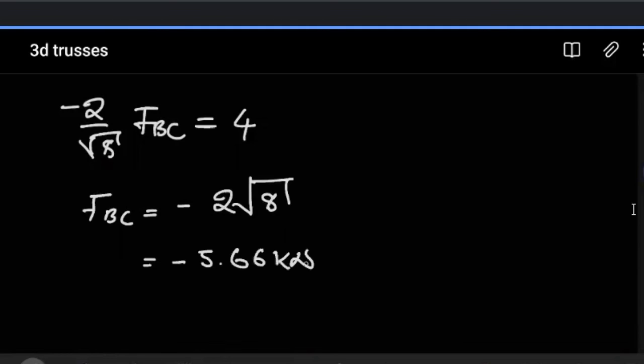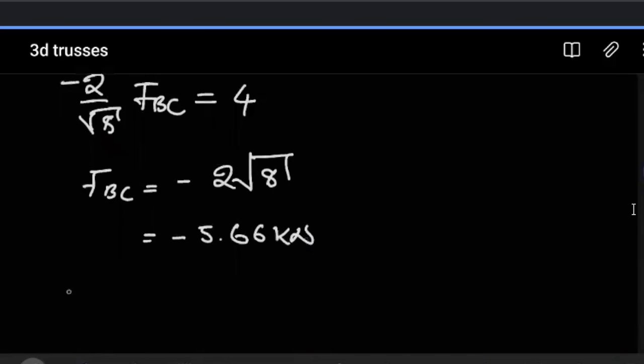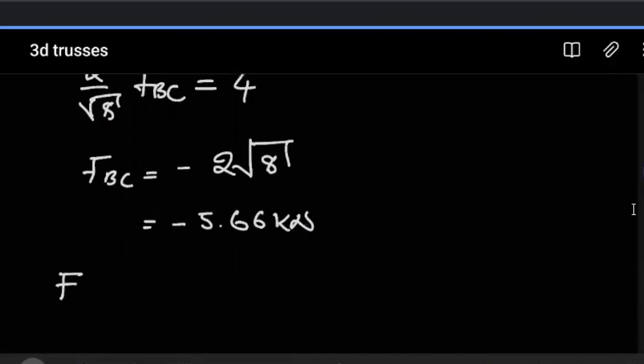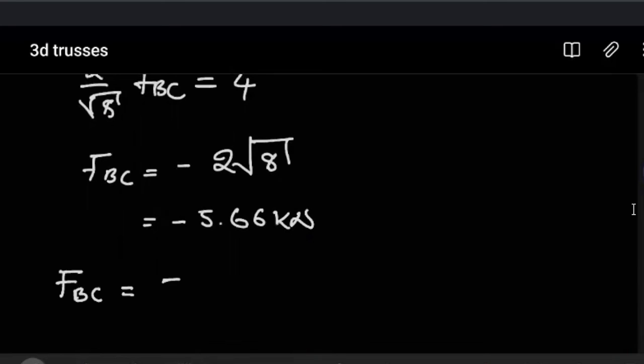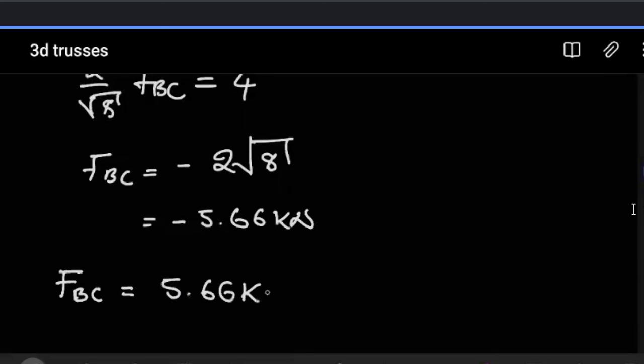Okay, so how do we conclude then? We know to say we don't want that negative there. So how do we conclude, also specifying the state of the member? FBC is equal to what? 5.66 kilonewtons, and this is in compression. Again, the assumption is that all the members are in tension, so when we find a negative like this one, it means that it has to be compression.